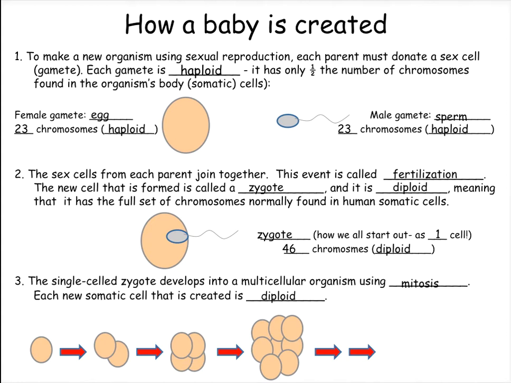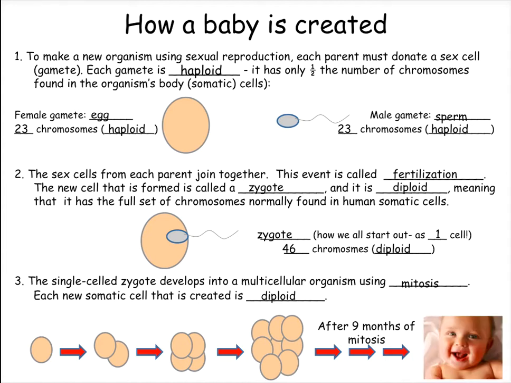And I've got many arrows here because this will actually continue over the course of 9 months. After about 9 months of adding new cells to this organism's body through mitosis and cell division, you will have enough cells to make this beautiful miracle baby. If you're wondering, you do not need to be able to draw a baby that well. You can just draw a little cartoon version of this baby.